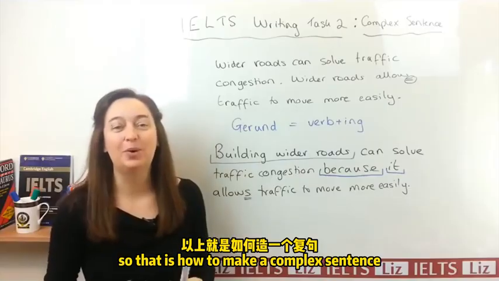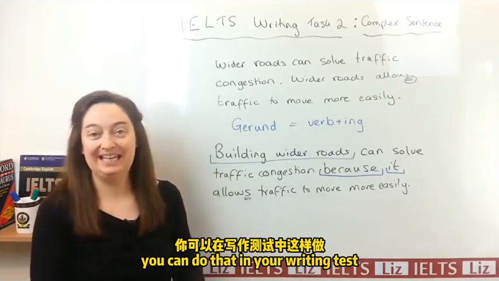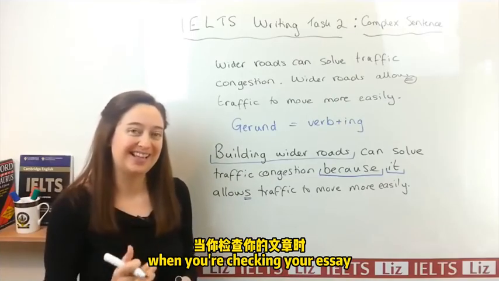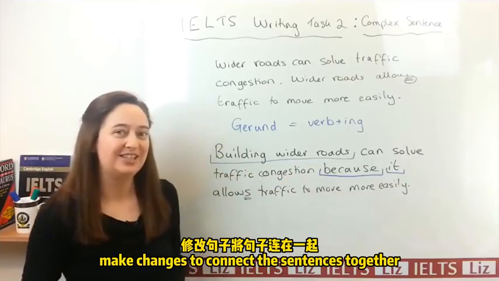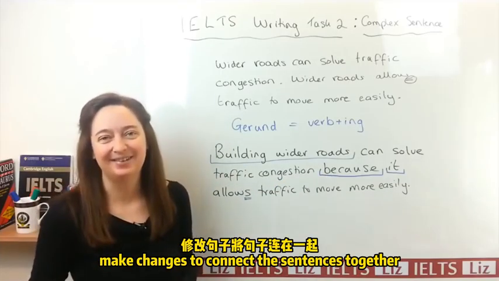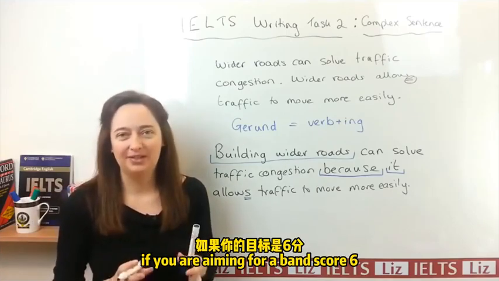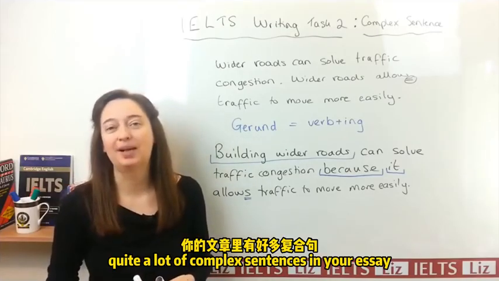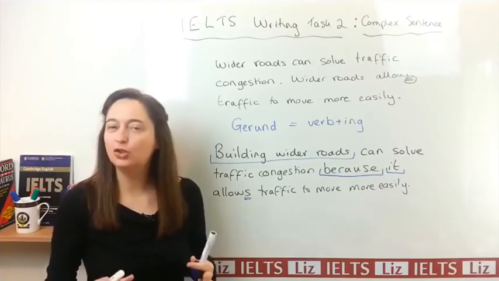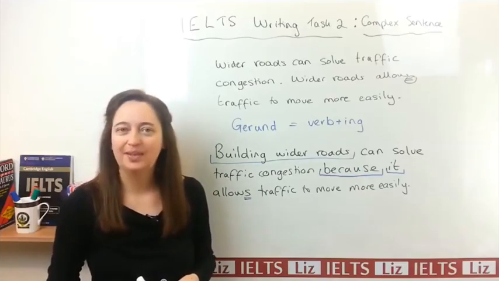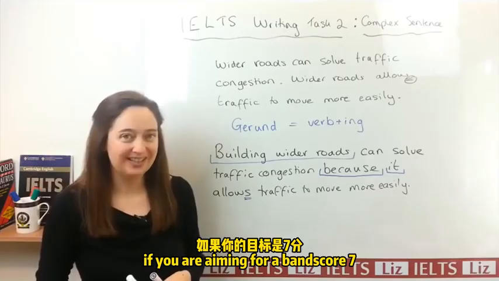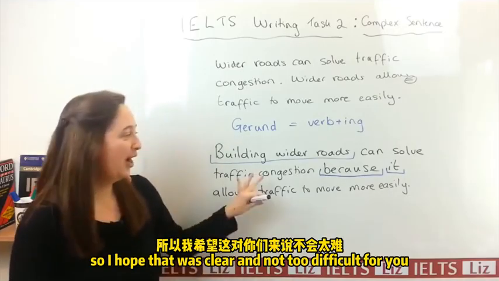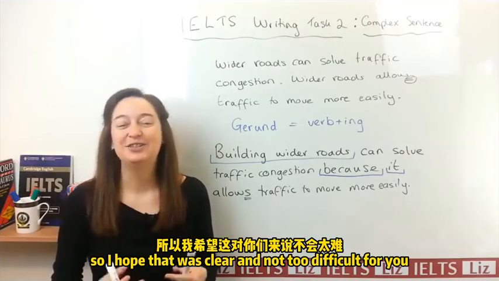So that is how to make a complex sentence. You can do that in your writing test. You can do it at the end of your writing test when you're checking your essay. You could also quickly make changes to connect the sentences together. If you are aiming for a band score 6, you do need to use quite a lot of complex sentences in your essay. Not all sentences, but quite a lot. If you are aiming for a band score 7, you do need to use mostly complex sentences. So I hope that was clear and not too difficult for you.